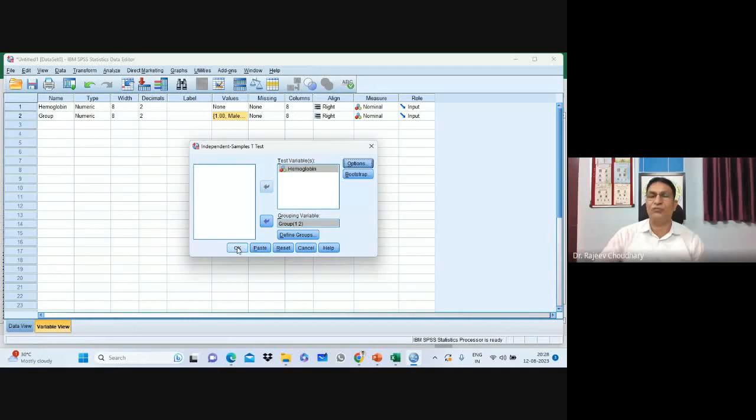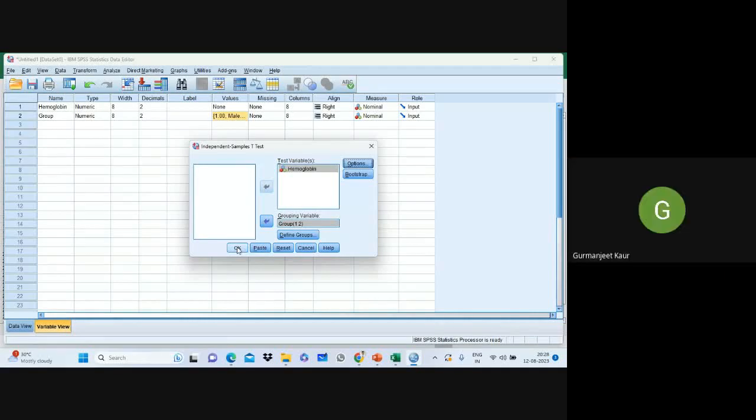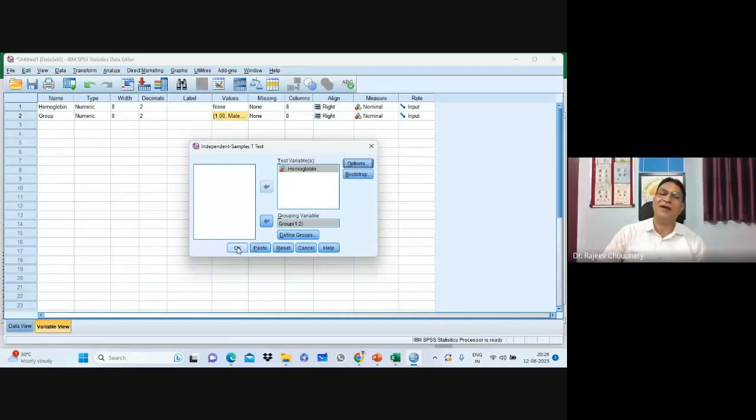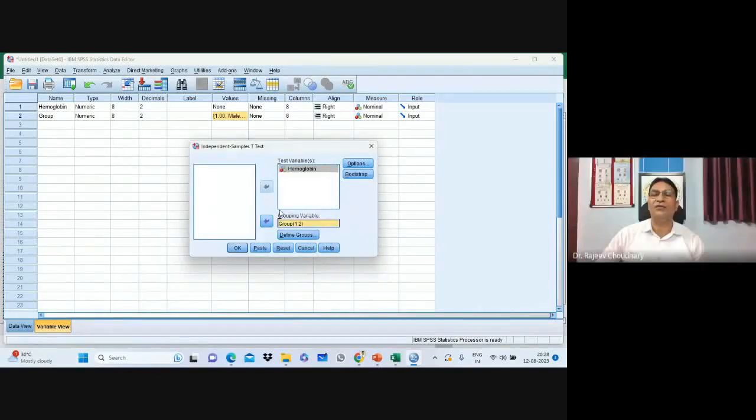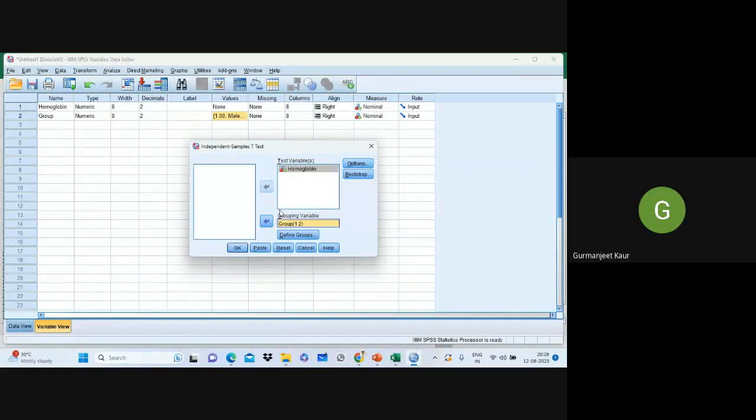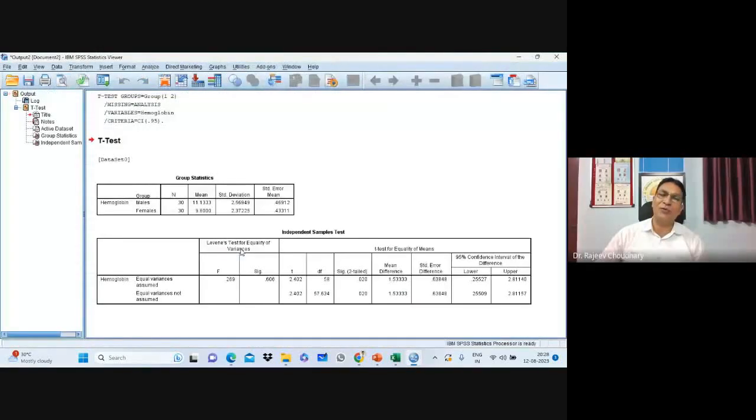मैडम अब क्या करूं? Define groups. मैडम डिफाइन कहां से? डिफाइन की आवश्यकता नहीं. डिफाइन तो कर चुके हैं ना. देखिए ना, डिफाइन तो हम कर चुके हैं. We have written 1 and 2. Continue. Now, okay. Yes, click on OK. The output will be in front of you.